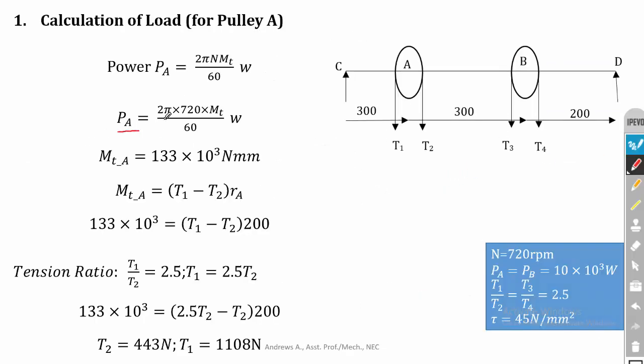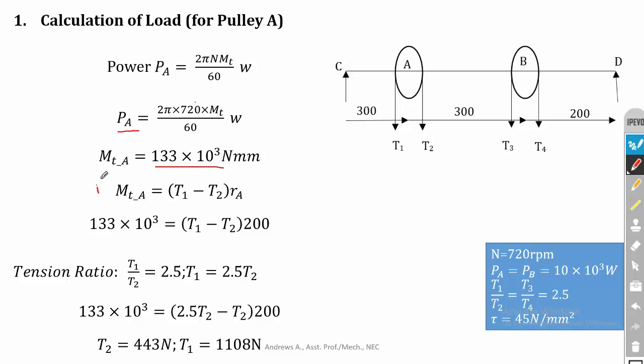So PA is equal to 2 pi N MT. N is given in the problem. It is 720 divided by 60. So the MT value will be 133 Newton meter. I have converted it into Newton mm. That is 133 into 10 power 3 Newton mm.